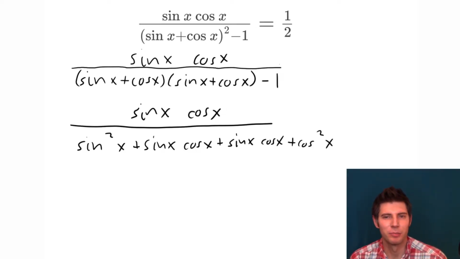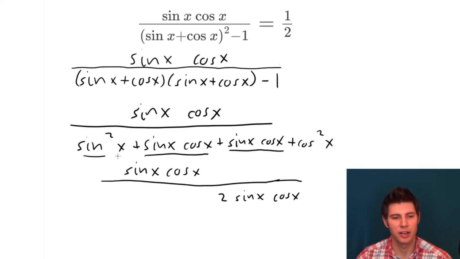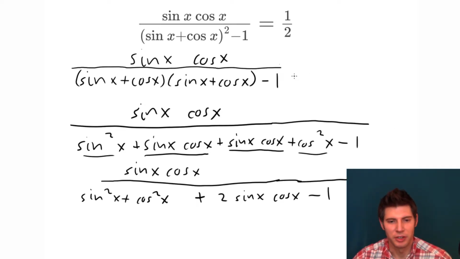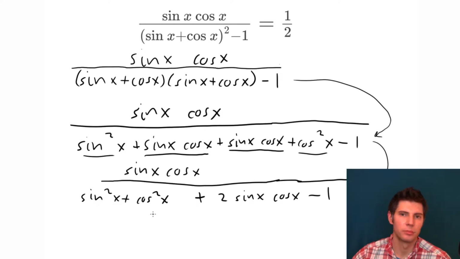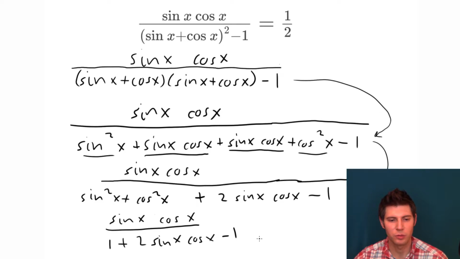Now let us simplify the bottom. These are two of the same thing. That's going to be 2 sine x cosine x. And then this sine squared plus cosine squared can just be brought down. I just realized I forgot to bring down the -1. So you want to bring this -1 down for every step. Bringing down the sine x cosine x again. Sine squared plus cosine squared x is 1. So that's going to be 1 plus 2 sine x cosine x minus 1.